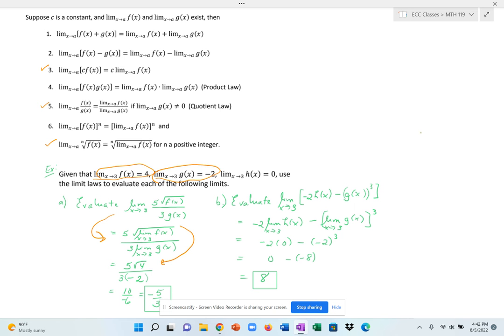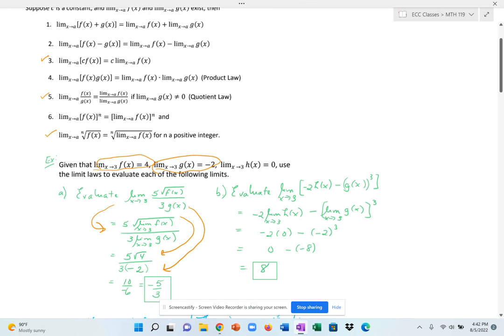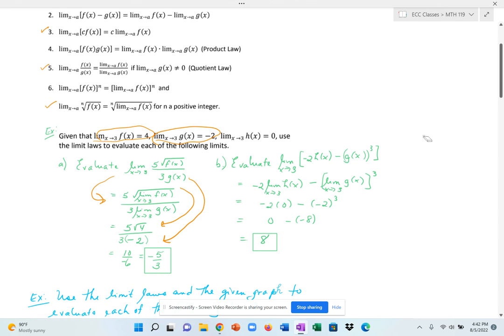And this limit is negative 2, so this denominator becomes 3 times negative 2. And when you simplify the results, your numerator is 10, your denominator is negative 6, which reduces by a factor of 2 to negative 5/3.